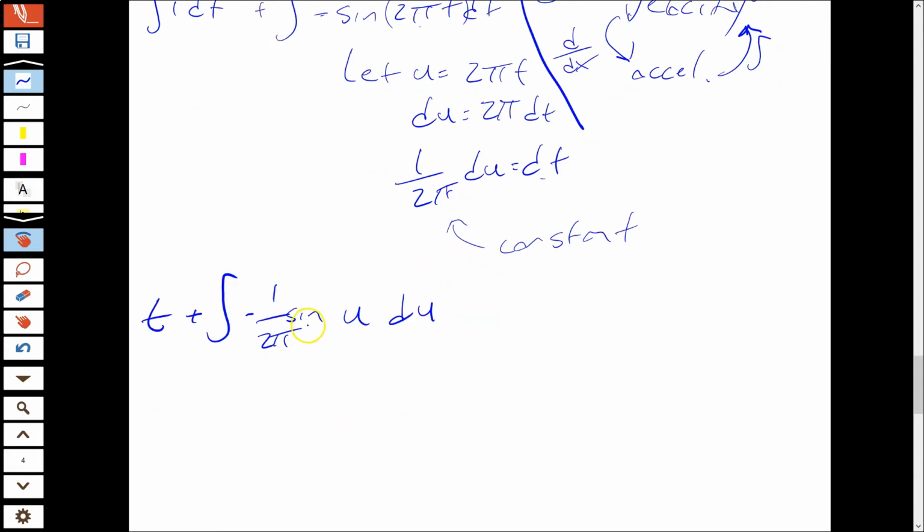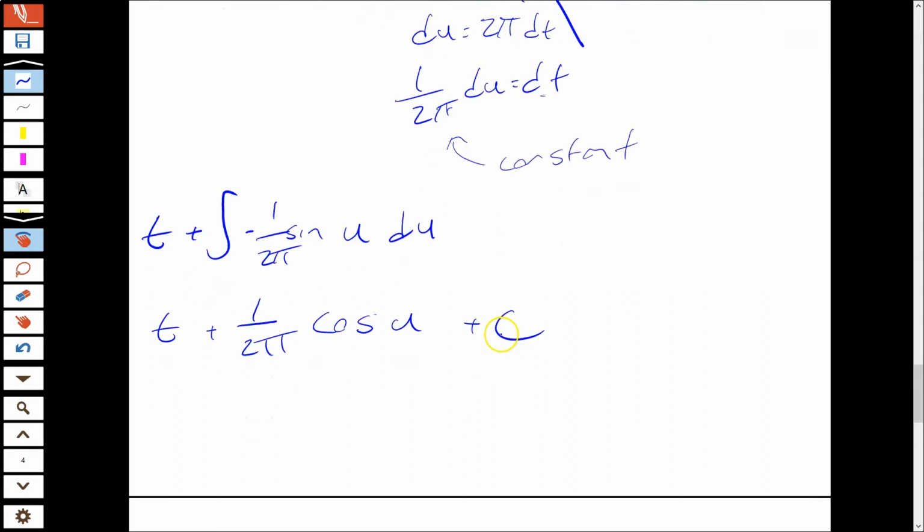Okay, so now I integrate that. The derivative of cosine is negative sine. That means the antiderivative of my negative sine is cosine. So this really becomes t plus 1 over 2 pi cosine of u plus c. And then I'll plug my u back in. So my u is 2 pi t. So my result is t plus 1 over 2 pi cosine of 2 pi t plus c.